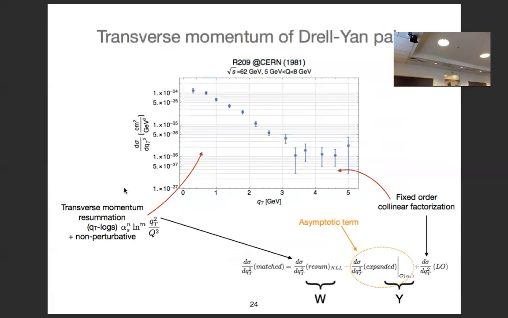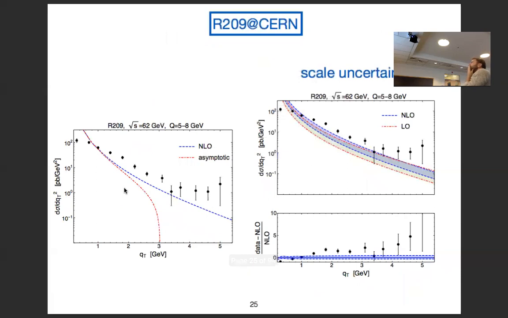Of course, I don't have to explain to you that to describe the transverse momentum spectra, you need the W and Y term. This is the asymptotic, this is the fixed order, and this is the Y term. In this region, so in the low QT, you should rely entirely on the W term. In this region, you should rely entirely on fixed order collinear factorization, or at most supplement it with the matching. Okay. But this is the situation.